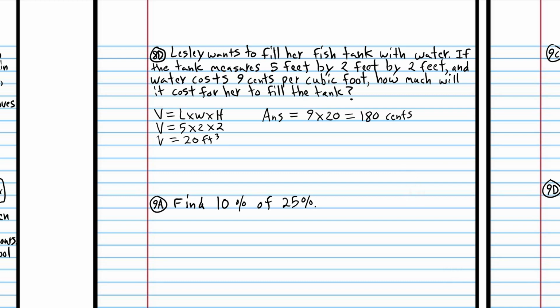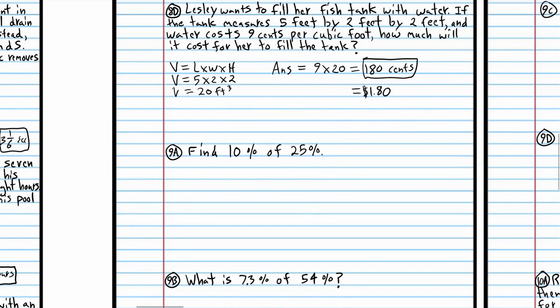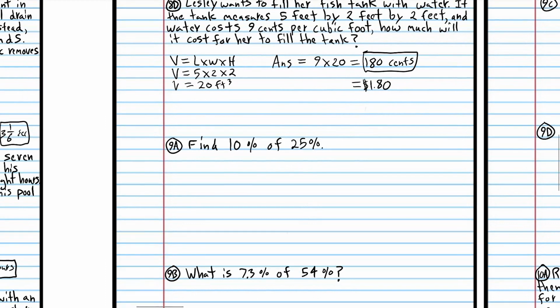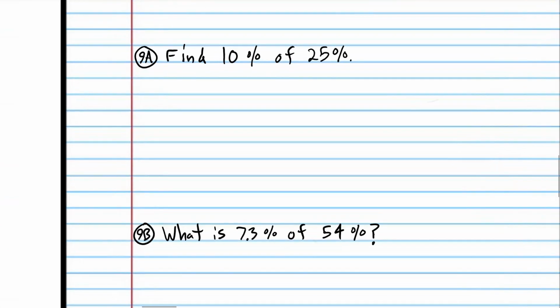Now you can change that to dollars if you want. That would be $1.80, but you can probably just better leave it as cents because the problem doesn't tell you to convert. All right, so if you got 180 cents, good job. So those were area and volume problems. So now we're going to go into 9A.